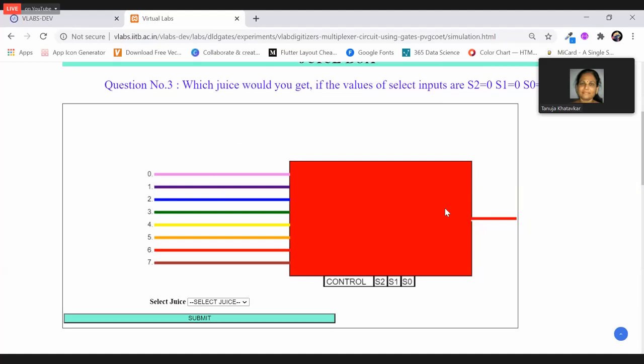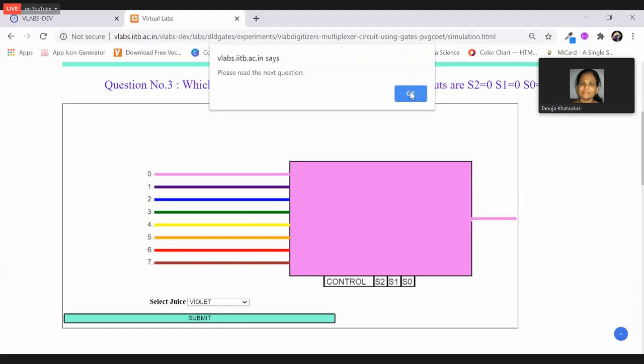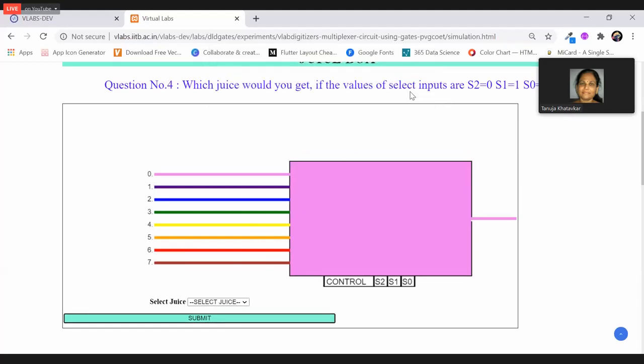Now that was about the select lines. Now this question is in a different way. Here the value of S2, S1, S0 is given and he's got to select the juice. So if it is 0, 0, 0, it's violet. Yes, that's right. And then the next question. Correct. I'm going a bit fast. Okay.